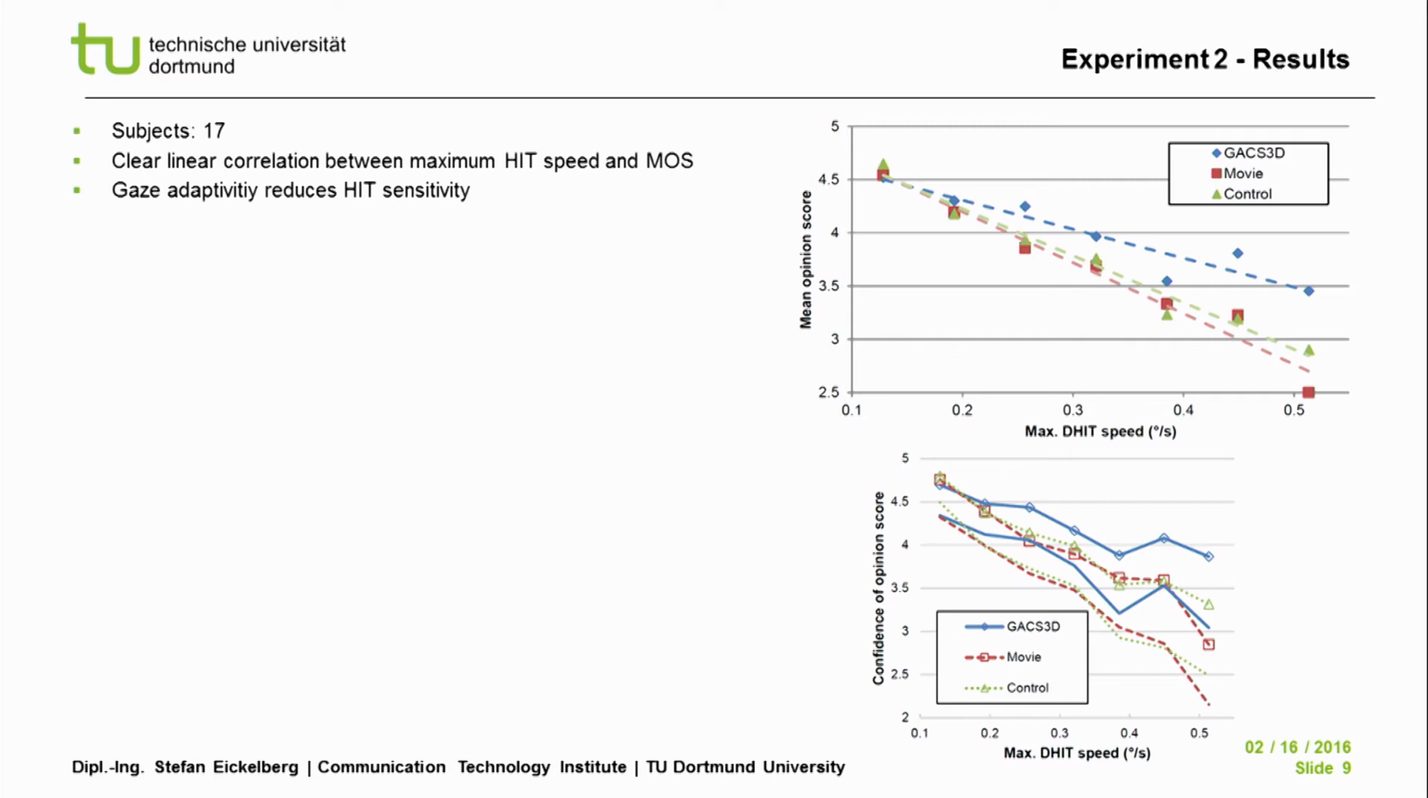So let's have a look at the results. We have the mean opinion scores plotted over the maximum DHIT speed here. And as we can see, the movie and control conditions are approximately the same, whereas the Ghek 3D condition here exhibits a much shallower tilt. And we conclude that gaze adaptivity reduces HIT sensitivity.